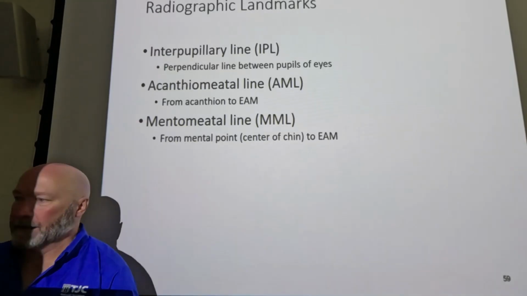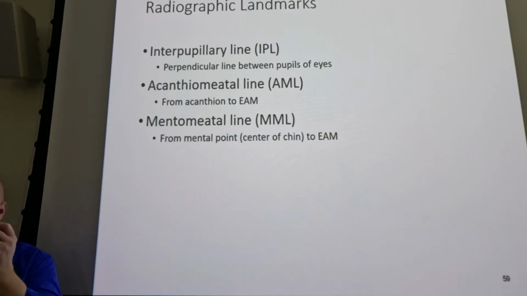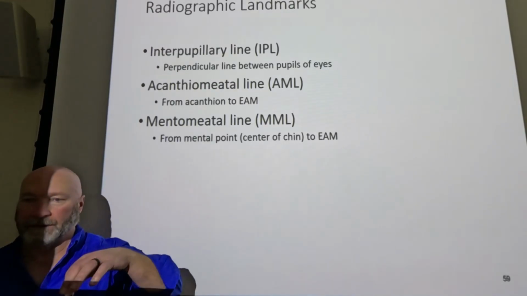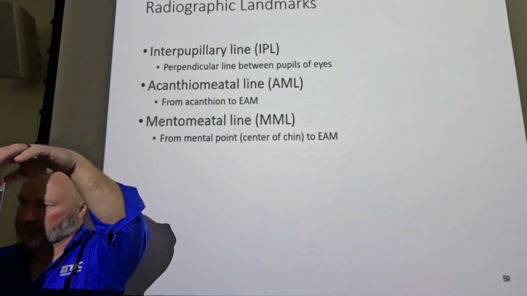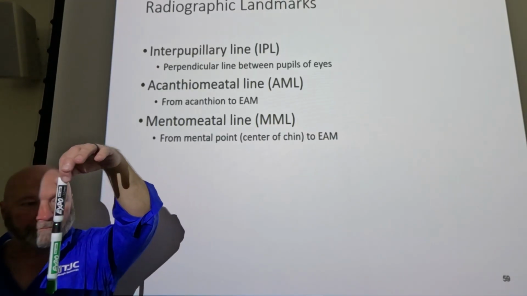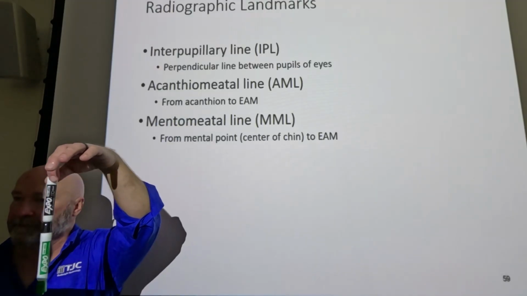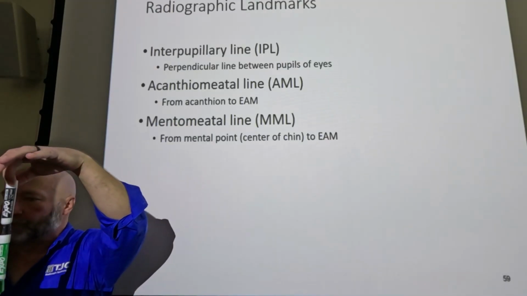So you've also got a line, the interpupillary line. The interpupillary line would be the line that runs in between the two pupils. Where you're going to use that is when you position for a lateral skull, what you want is the interpupillary line to be vertical. So what you can do is take something, even if you just use your pen and you just lightly hold it like that, it should be vertical, right?